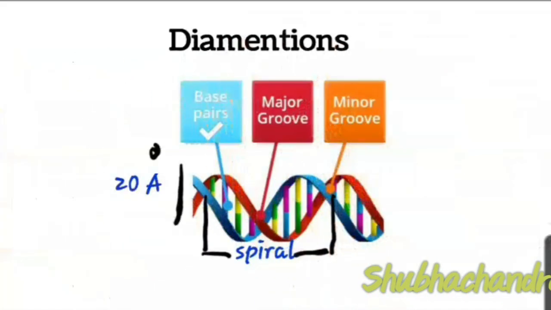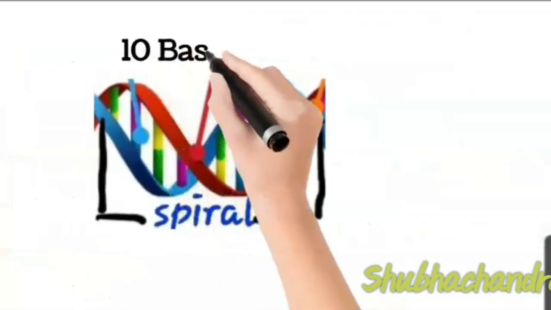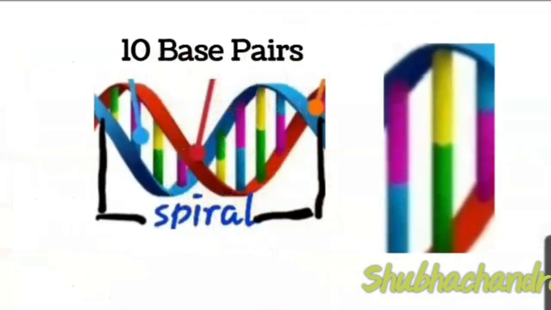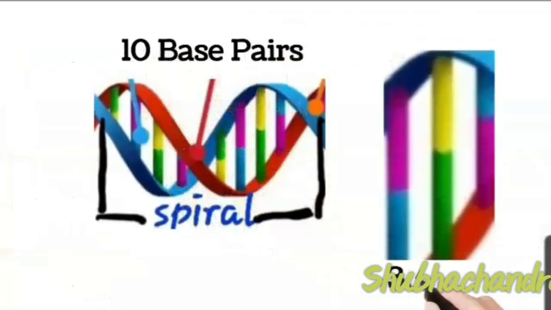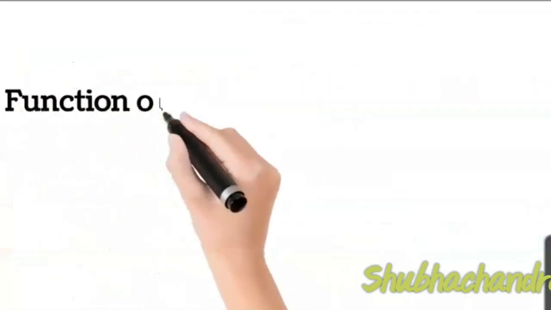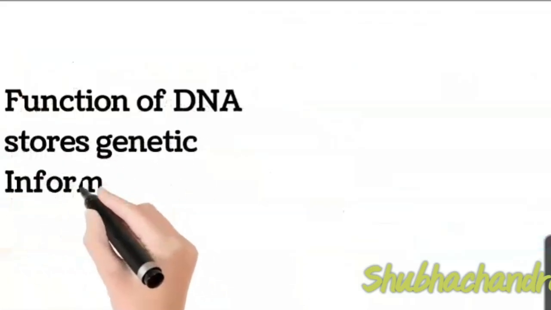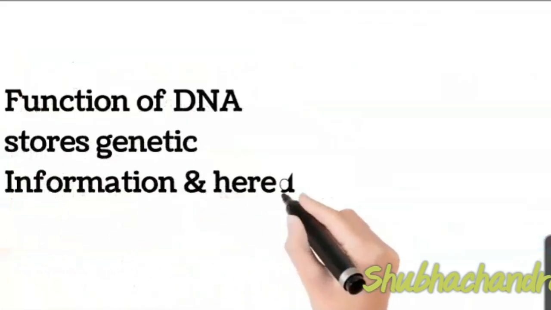The dimensions are: the diameter of the DNA is 20 angstrom, and one spiral contains two successive minor grooves or two successive major grooves. One spiral contains 10 base pairs and the distance between two base pairs is 3.4 angstrom. The function of DNA is that it stores genetic information, as well as playing an important role in heredity.